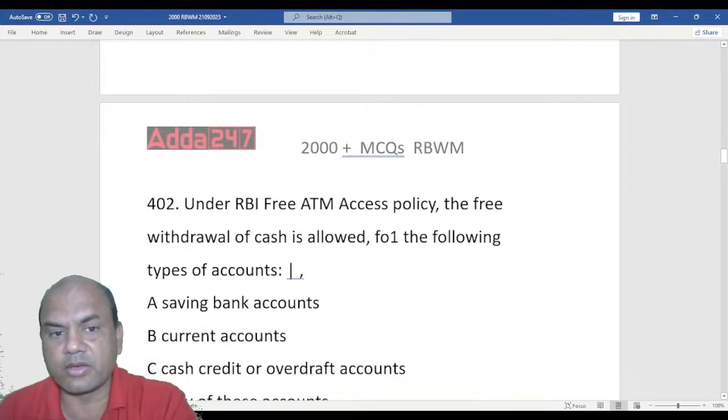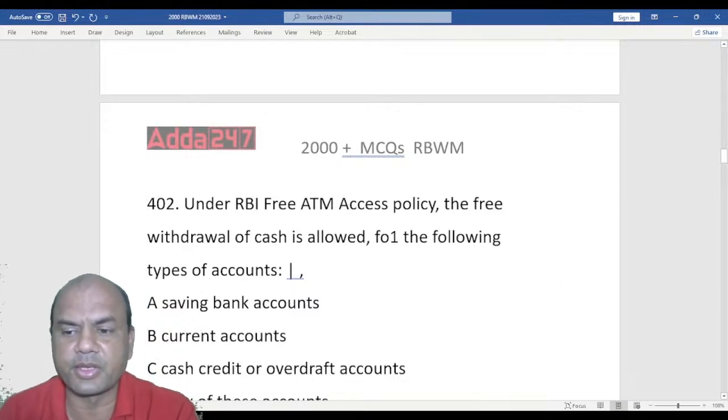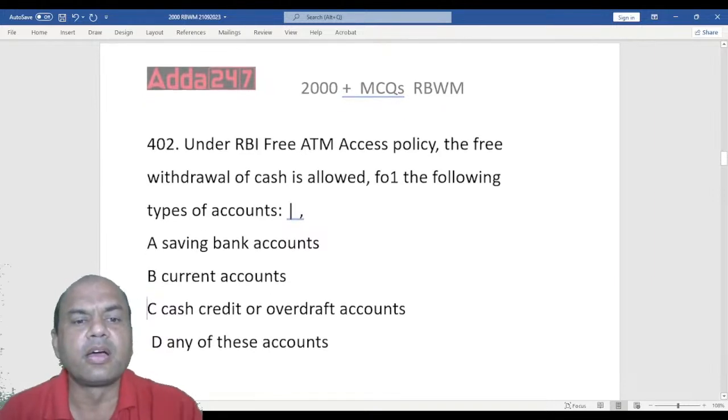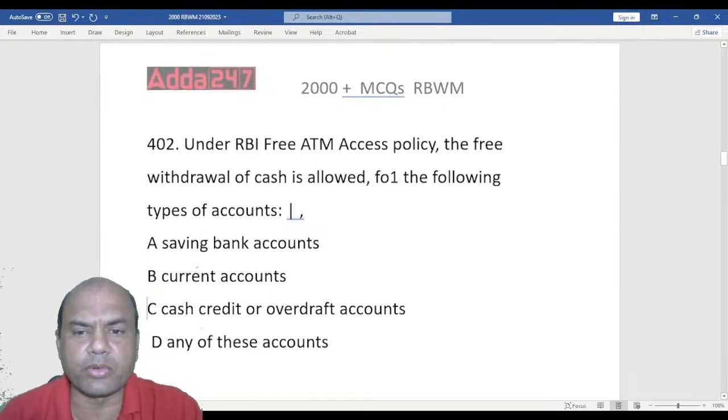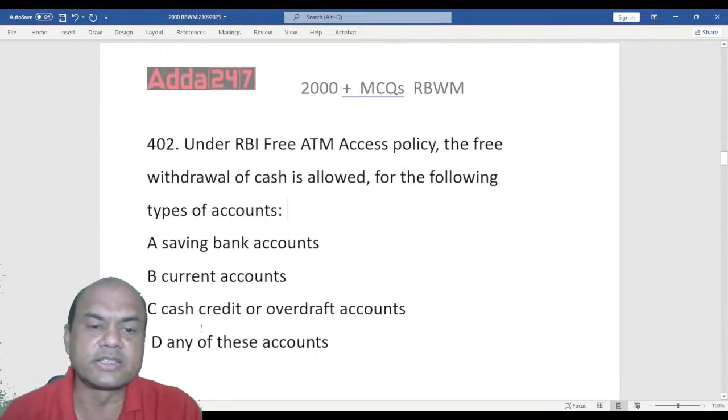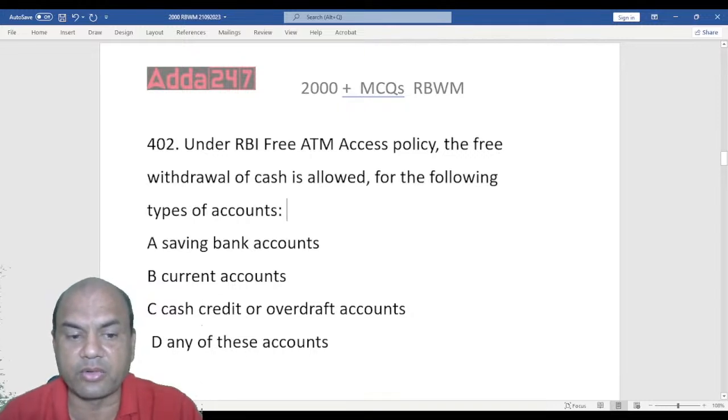Under which, what is this? Let me see. I have the question over here. Under the RBI free ATM policy, the free cash withdrawal is allowed for the following types of accounts. So for which types of accounts are free cash withdrawals allowed? Savings bank, current accounts, then cash credit or OD, any of these accounts.